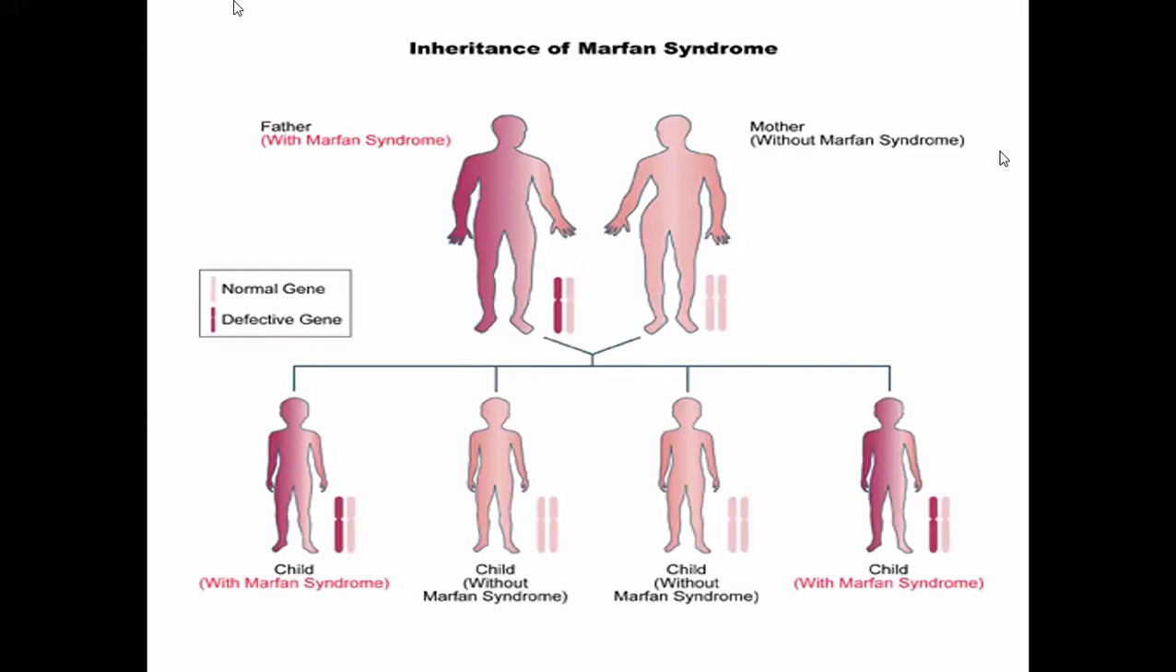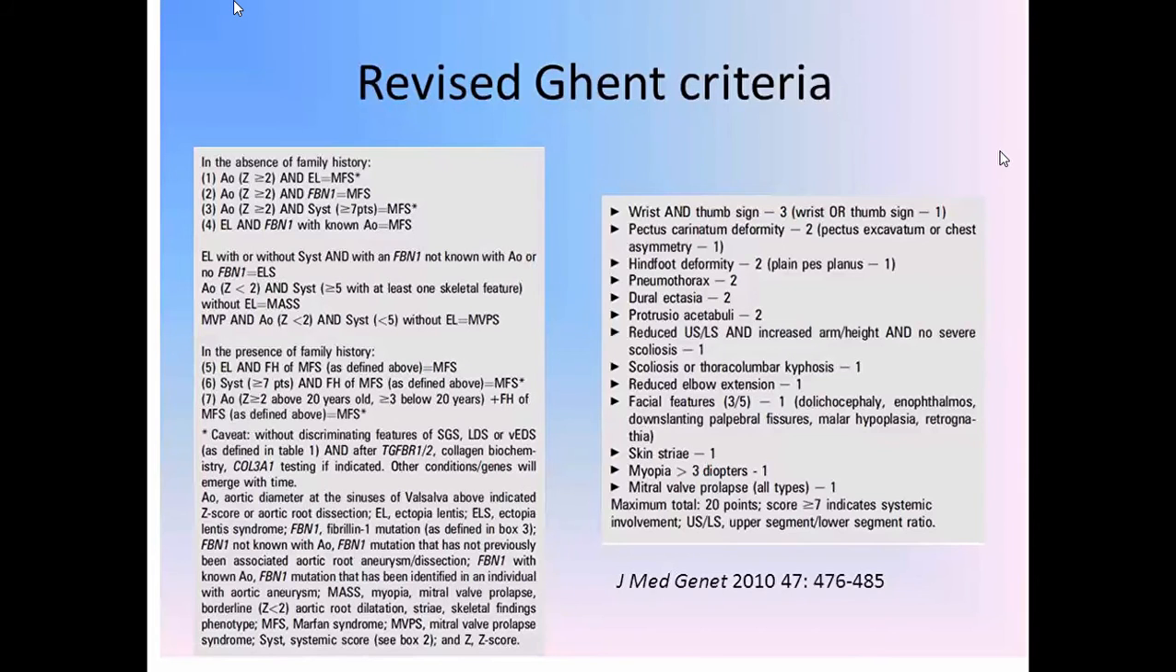So this is the inheritance of Marfan syndrome. If the father has it and the mother does not, it is half and half: 50% of the children will get Marfan syndrome. So this is the revised Ghent criteria. I will not elaborate on that. It has corresponding weights in numbers, with a maximum total of 20 points. Scores of more than 7 indicate systemic involvement.